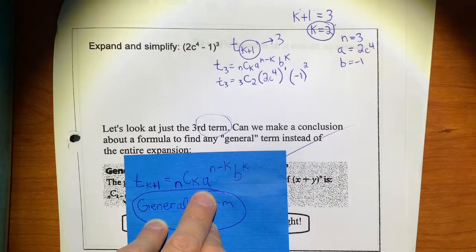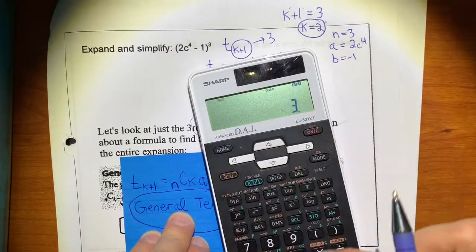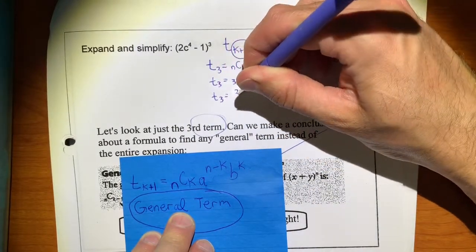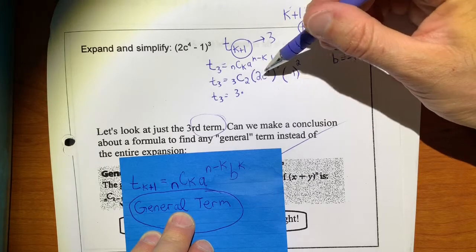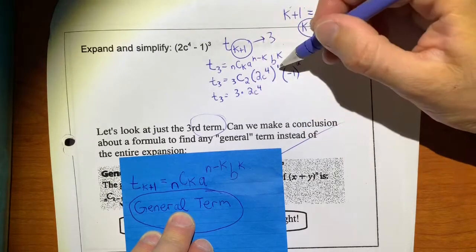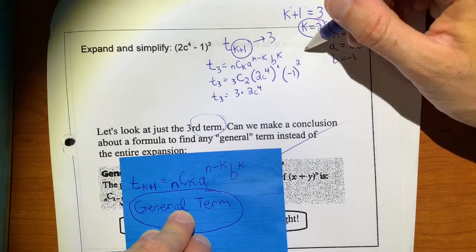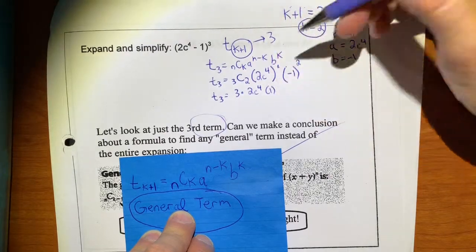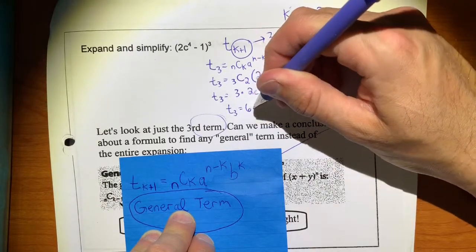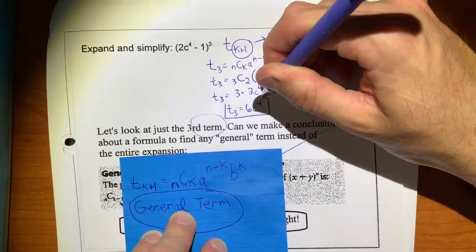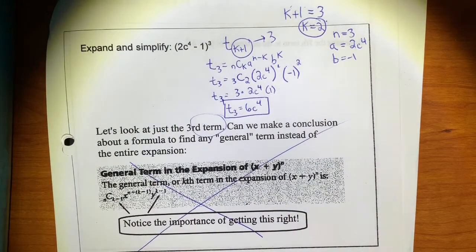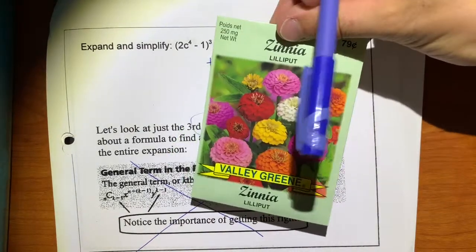And then you can clean that up. Oh boy, what's 3C2? 3. So term 3 equals 3 times, I guess we're just going to write 2c to the 4, because it's raised to the power of 1, nothing changes. When you take -1 and you square it, you get +1. So now you can clean it up, multiply all the numbers together, and you're going to get 3 times 2 times 1, so 6c to the 4. And you just went and found the third term in that expansion. Okay, I'm going to save that for later, just like how I'm saving my seeds for later.